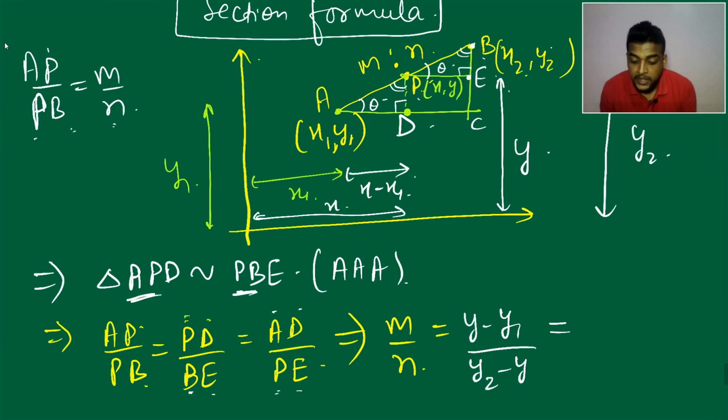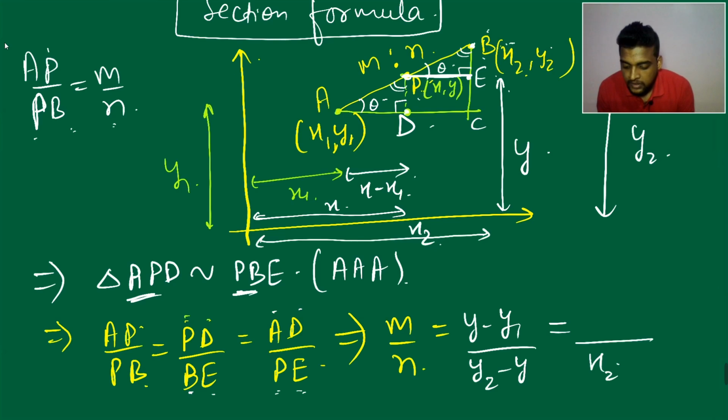Now similarly, what is PE? This length is PE. Out of the total, this is x2, because it's written x2 for B. So out of x2, if we subtract this x, we get the remaining PE. So PE is x2 minus x. And AD we already found is nothing but x minus x1.